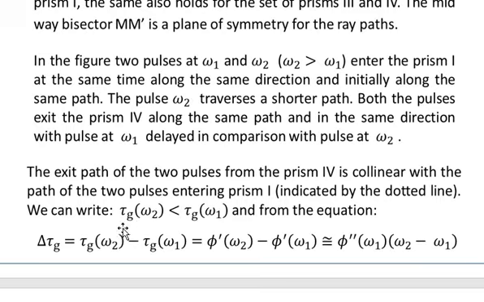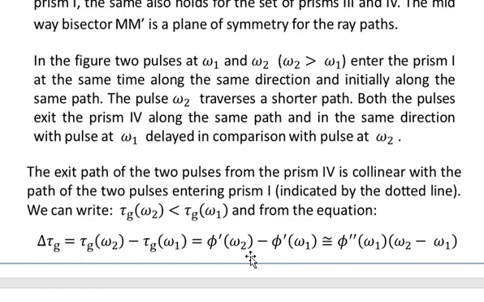We can write that tau g for the second pulse is shorter than tau g for the first pulse. That is, tau g of omega 2 is less than tau g of omega 1, because omega 2 will take a shorter time. We can calculate delta tau g, the difference between the group delays, equal to tau g at omega 2 minus tau g at omega 1. You can also represent tau g in terms of phi prime of omega 2 minus phi prime of omega 1.